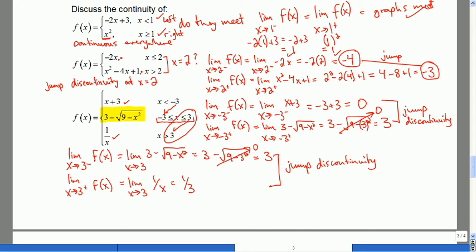So when you have a jump discontinuity, when you're looking for that, what it means is that the limit from the left side exists, but is not equal to the limit from the right side, which also exists. So both the left hand and the right hand limits exist, but they don't agree on what the value should be.